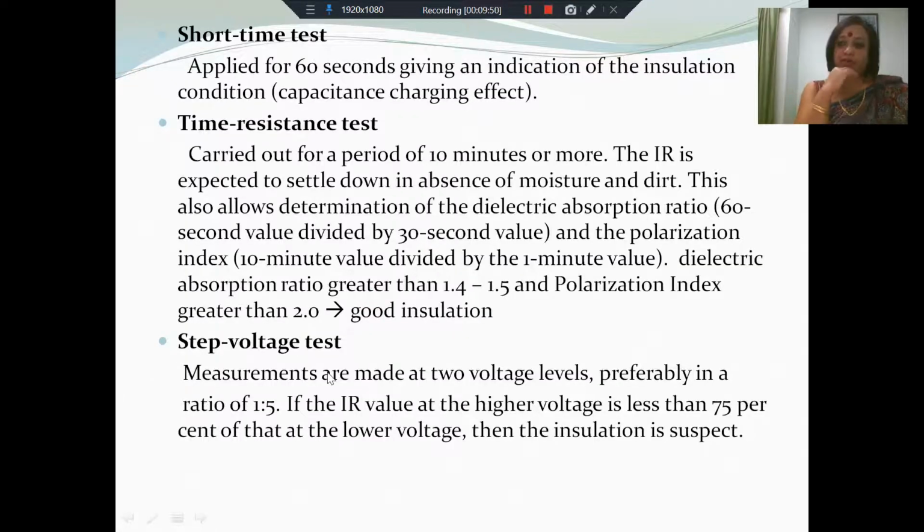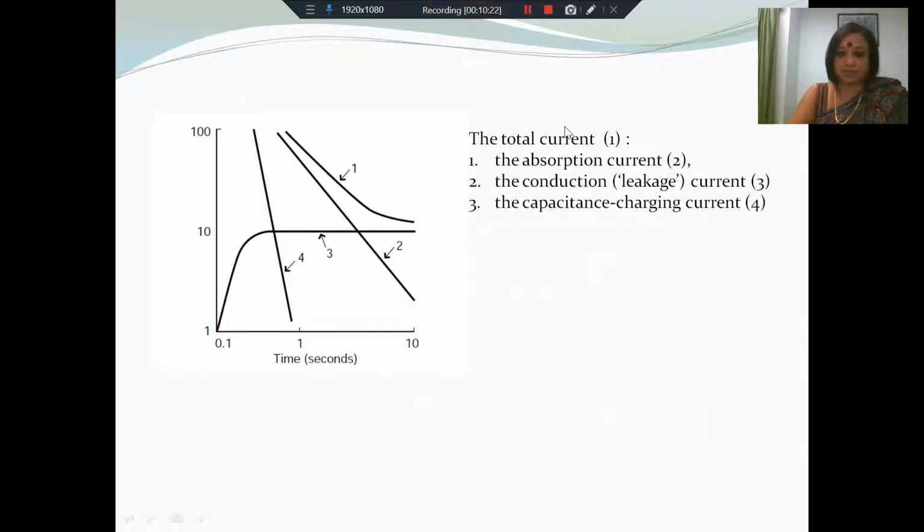So let us quickly look at some of these tests that are important. What we do is, we first do the short time test. The short time test is applied, so you apply voltage for 60 seconds. And this gives an indication of the insulation condition. So initially it is the capacitance charging current that flows, and the capacitive charging current will be determined by how good the insulation is. If you do not hold charge across it, it will not be able to charge fast enough and there will be leakage current. So the initial measurement will give us capacitance charging currents. This initial charging current is what we are looking at when we are making measurements, say up to 60 seconds.